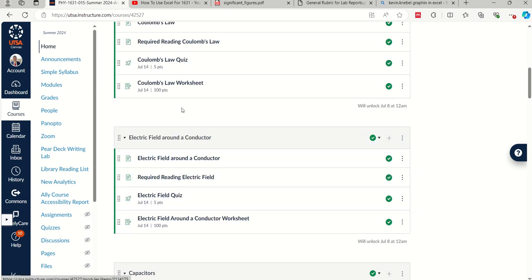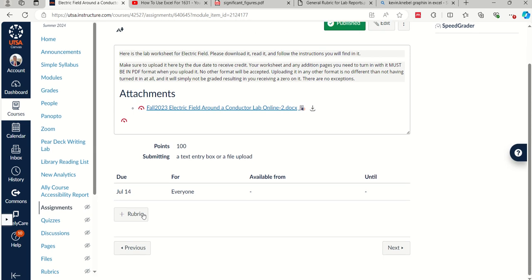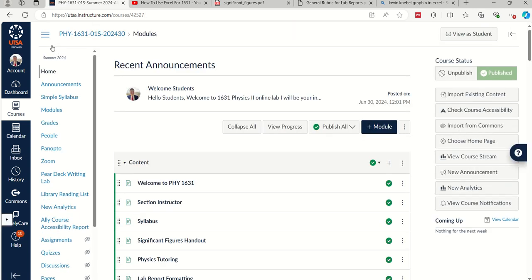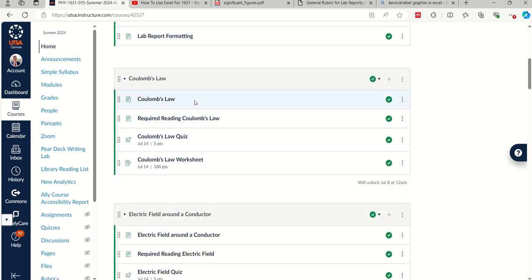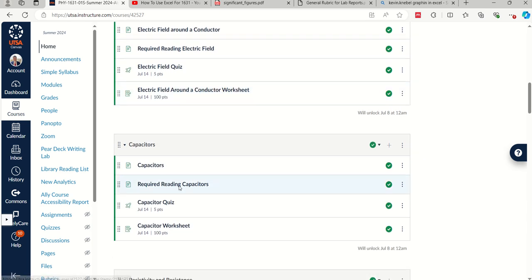And then when you're going to be turning in your labs, basically, it's simple, right? You just go to your worksheet, you click it, and then you're going to be able to upload your worksheets here, all right? So there's going to be a box that says upload, you upload it, and then you hit submit, and then I'll grade it on Canvas. So next Monday, July 8th, they should become available. And then I'm going to upload videos for each one, right? So on July 8th, expect to have 3 videos, or 3 links to YouTube to the videos for Coulomb's, electric field around the conductor, and capacitor.